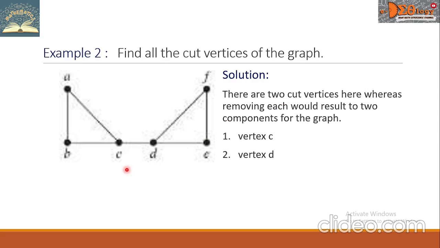Next is the vertex D. In the same way, if we remove D along with the edges connected to it, the graph becomes like this. From one component, it becomes two. So vertex D is a cut vertex also.